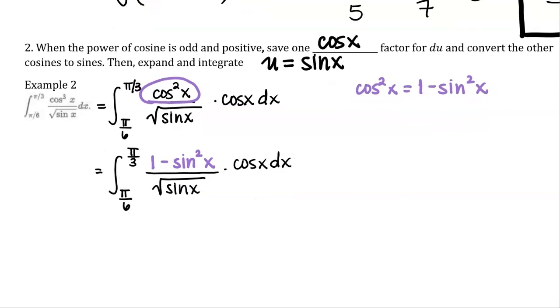Now I'm going to go ahead and let u equal sine x. And then I'm going to do the substitution. Well, let's pause for a second. If u is equal to sine x, let's go ahead and take our du. The derivative of sine is cosine, so our du is just cosine x dx. And so that's what's showing up right there. So now I'm ready to do my substitution.